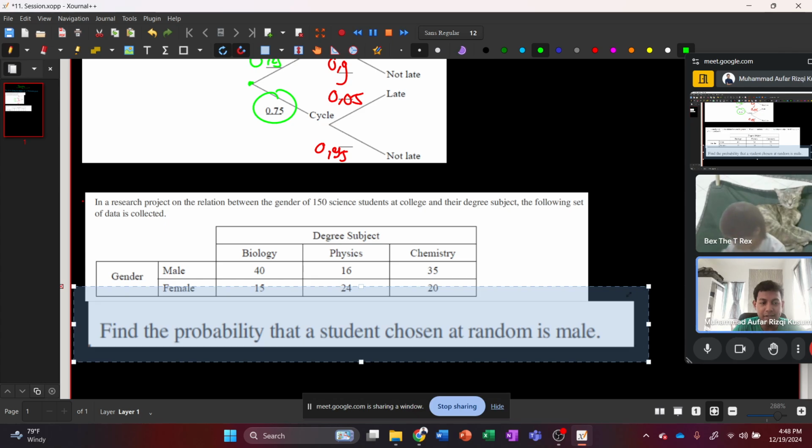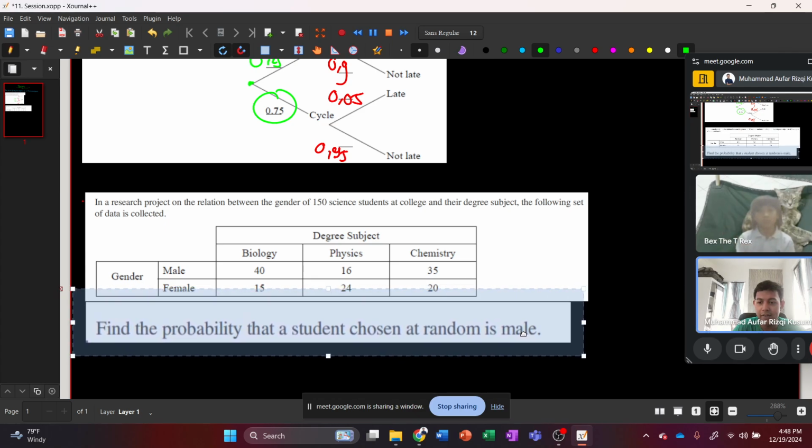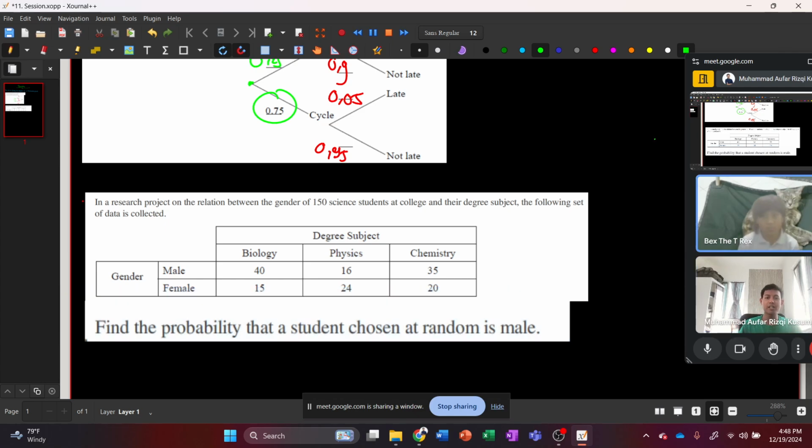I have this data. In a recent project on the relations between the gender of 150 science students at college and their degree subjects, the following set of data is collected. Now, I want you to find the probability that a student chosen at random is male.